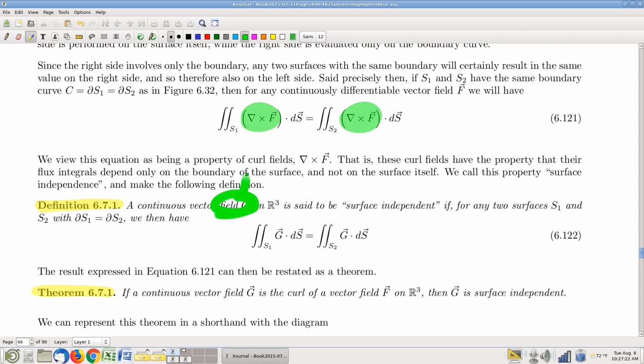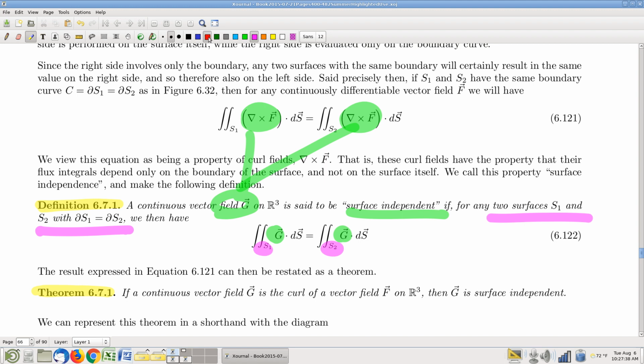The vector field is surface independent. Whatever this vector field is, it's surface independent if whenever you have two surfaces with the same boundary curve, that these integrals are equal. Okay, that's our definition. How are we doing?